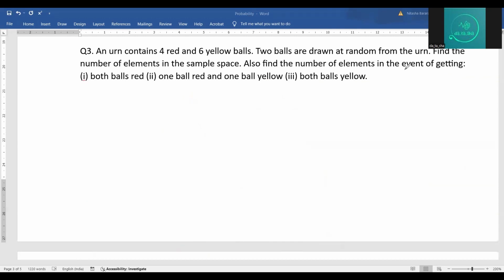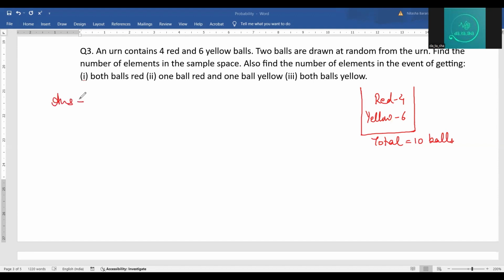Now we have one last question. An urn contains 4 red and 6 yellow balls. So let me create an urn here, which is having a basket. Urn means a basket. So we have red 4 and we have yellow 6. So that means we have a total of 10 balls. Now 2 balls are drawn at random from the urn. Find the number of elements in the sample space.